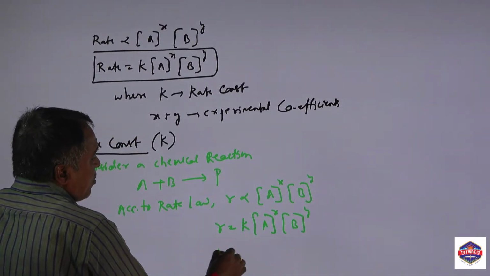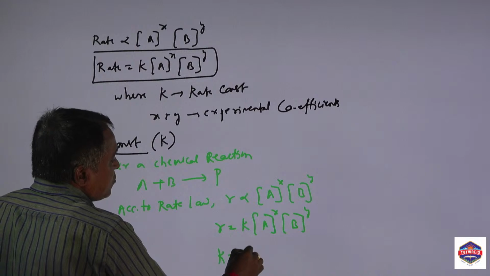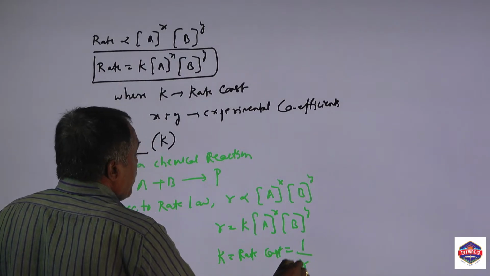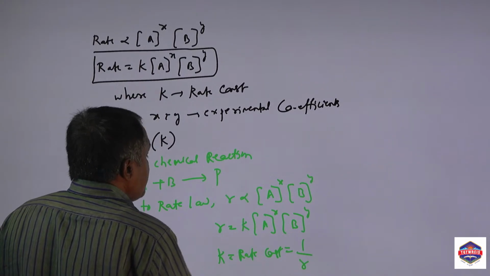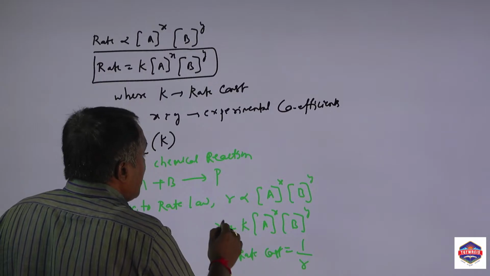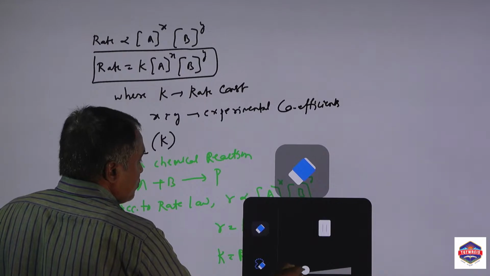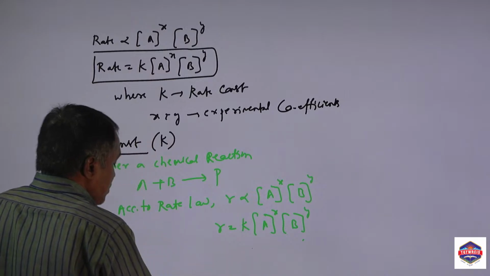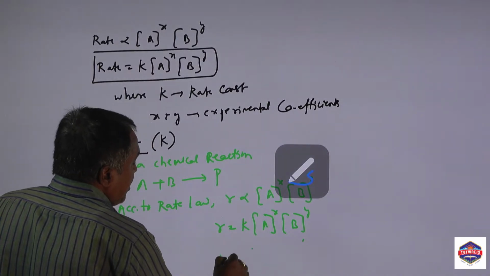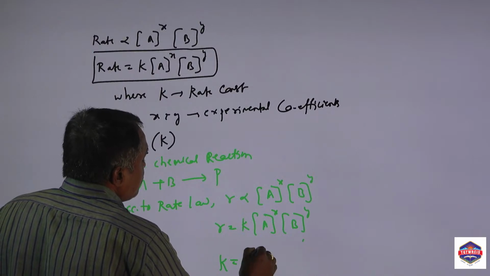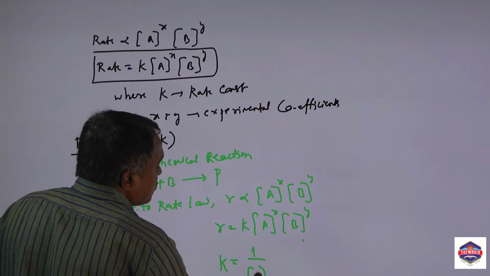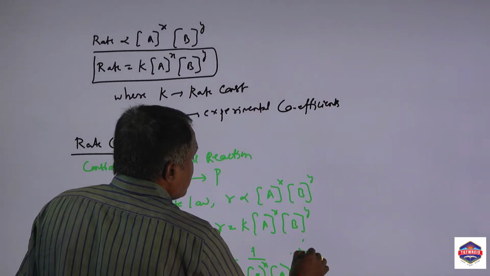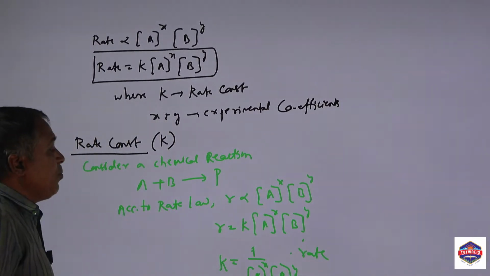And k is equal to what, from this? k is the rate constant. k is equal to rate by [A]^x into [B]^y. That is, k is equal to 1 by [A]^x and [B]^y into rate. This is the k.